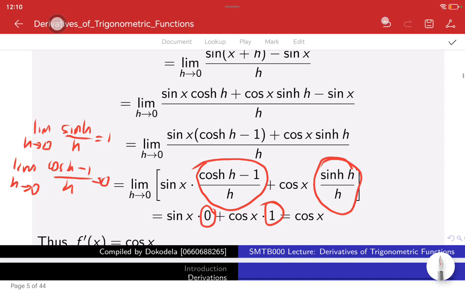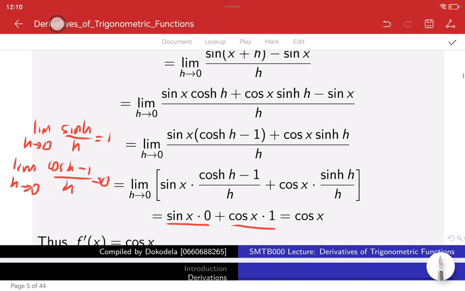So from here, given that we ignore this h, we're going to be left with sine of x times 0 plus cos of x times 1, which gives us cos of x. And we know that the derivative of sine x is cos of x.